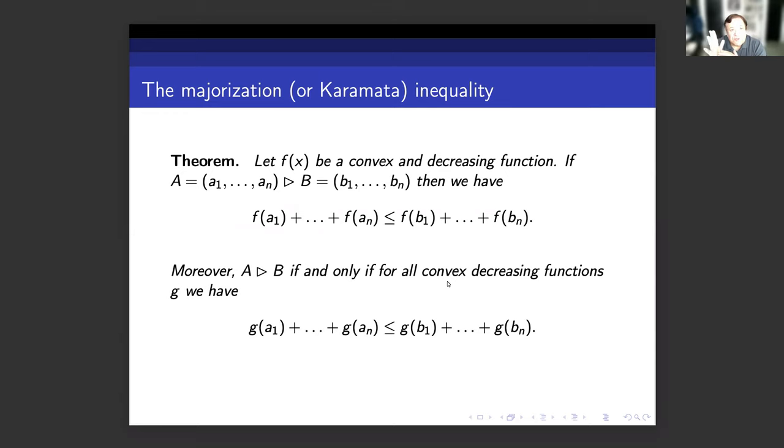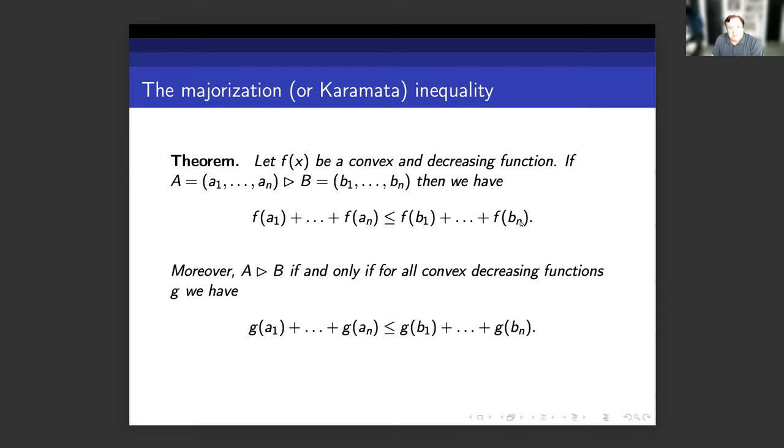The main theorem is called the Majorization or Karamata inequality, obtained in the 1920s. It says the following: suppose f of x is a convex and decreasing function, and suppose a majorizes b, where a and b are vectors. Then we have the inequality: the sum f of a_1 and so on up to f of a_n is less than or equal to f of b_1 plus ... plus f of b_n. So we have this inequality.